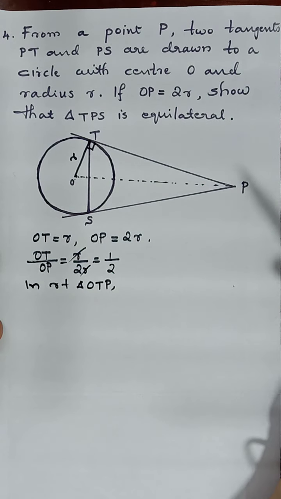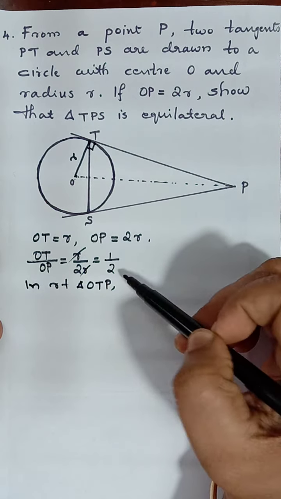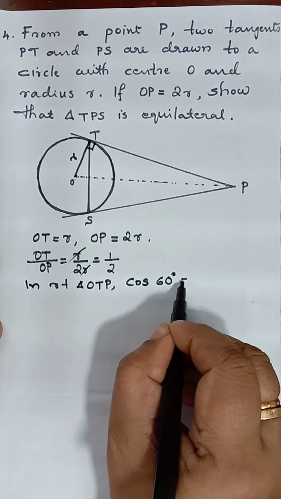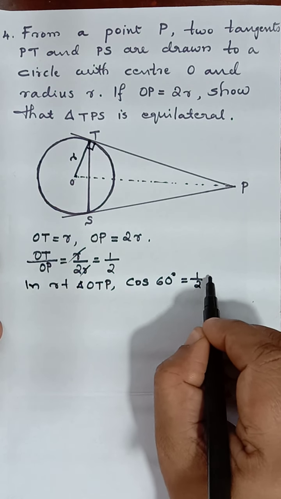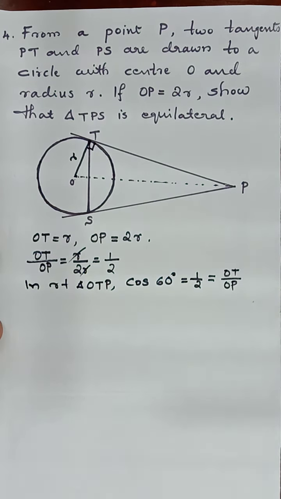In triangle OTP, what is cos 60 equal to? Cos 60 is equal to 1 by 2, we know. How do we get this 1 by 2? It is OT by OP.